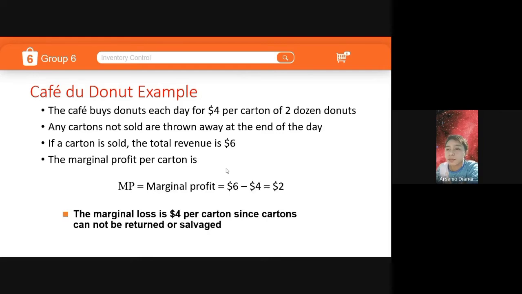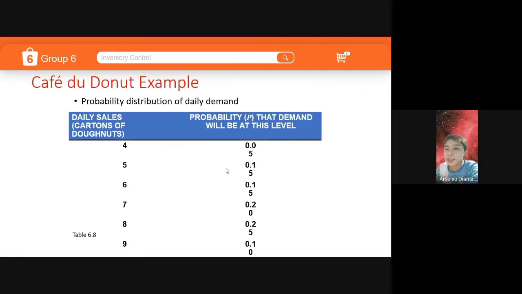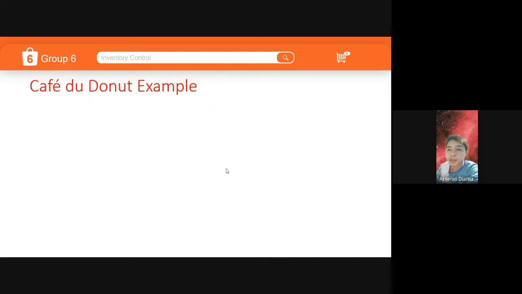Then, let's make the probability distribution of daily demand. Since it is a discrete distribution, it means the probabilities are given. So here there is a 5% or 0.05 probability that 4 cartons of donuts will be sold, 15% or 0.15 probability that 5 and 6 cartons of donuts will be sold. Then 20% or 0.20 probability that cartons of donuts will be sold, and so on and so forth, as you can see in that table.